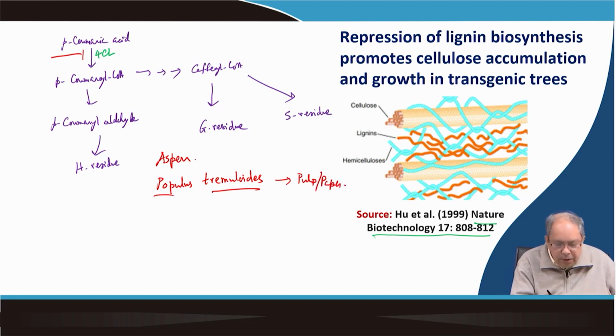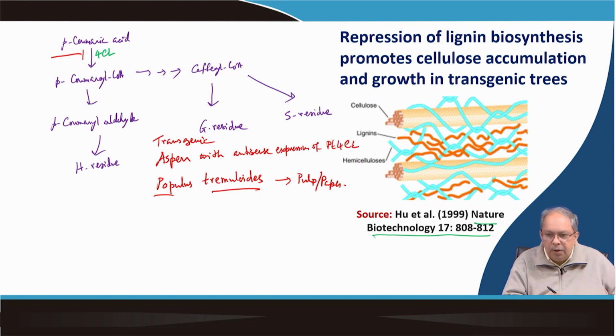So, they created transgenic aspen with antisense expression of PT 4-Cl. PT stands for Populus tremuloides. So, what they thought was that this may be the best step to block the pathway.